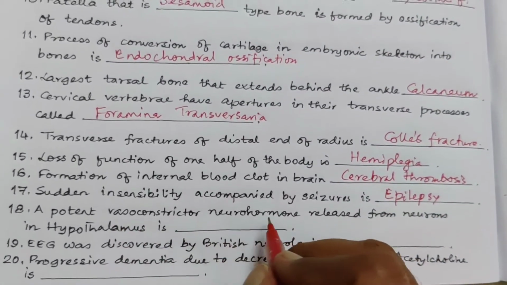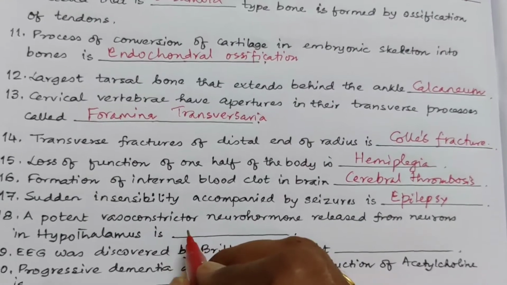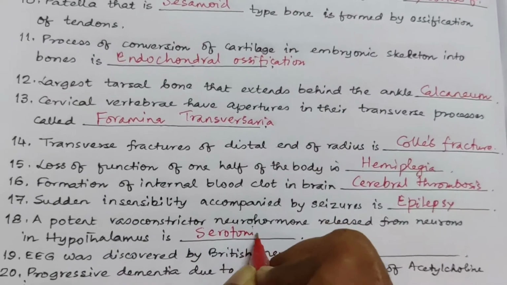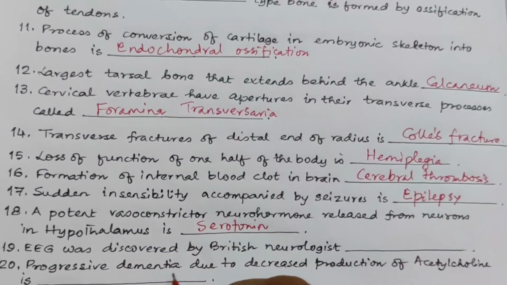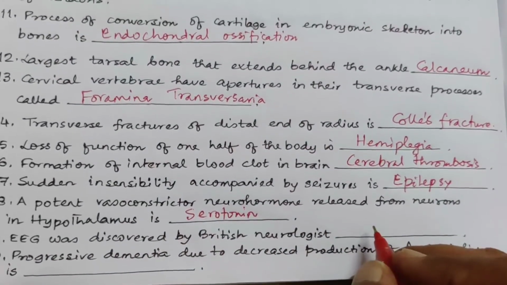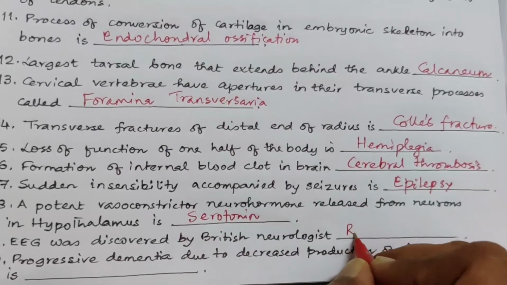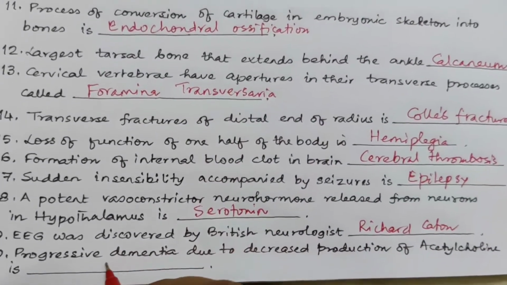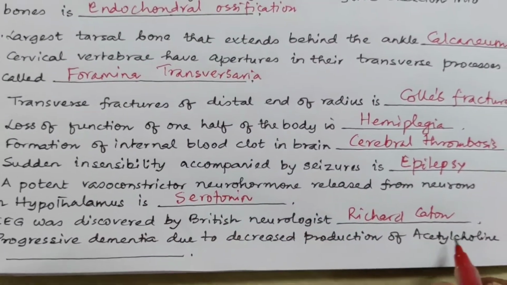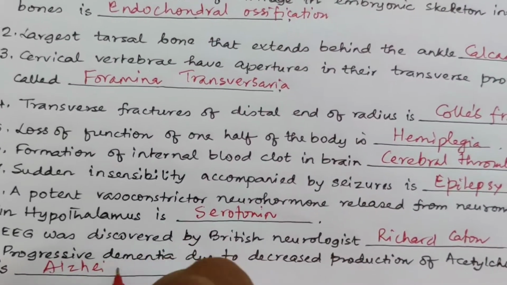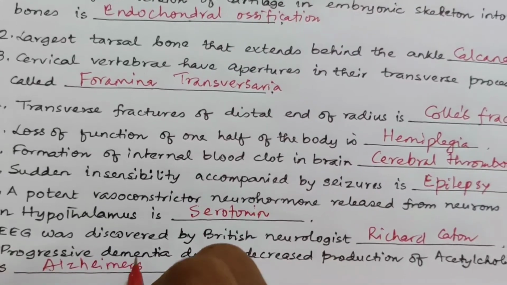A potent vasoconstrictor neurohormone released from neurons in hypothalamus is serotonin. The serotonin is also produced from basophil cells. EEG, electroencephalograph, was discovered by British neurologist Richard Caton. Progressive dementia due to decreased production of acetylcholine is Alzheimer's disease. Alzheimer's disease. Coming to next.